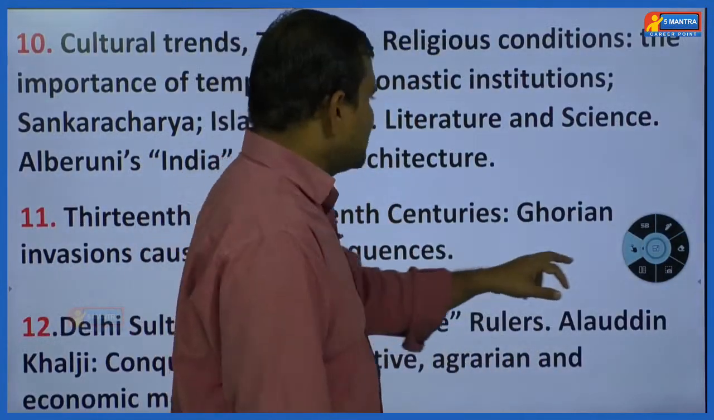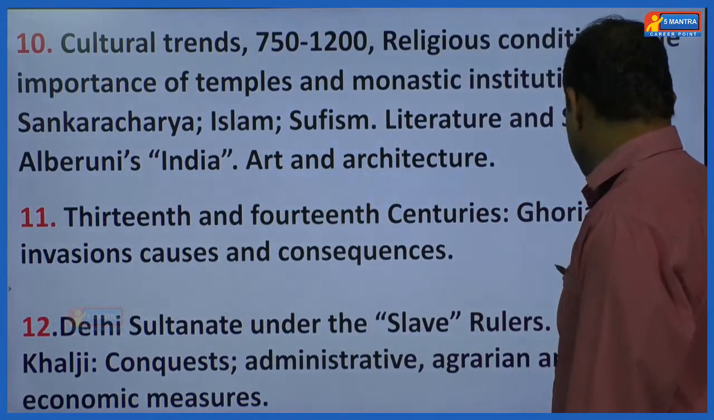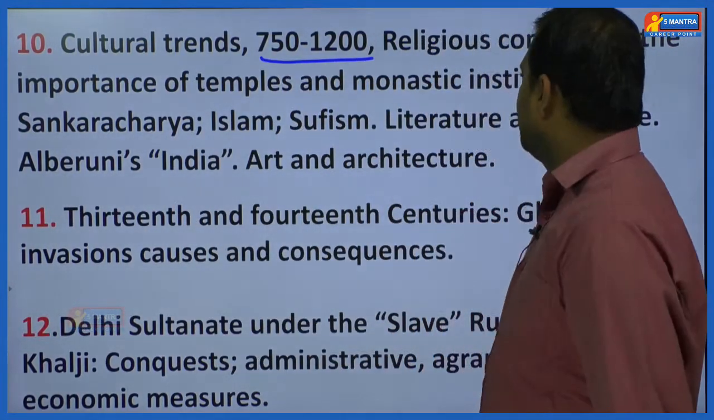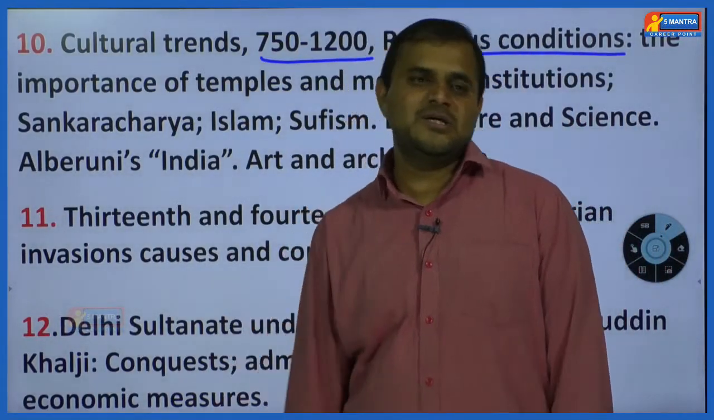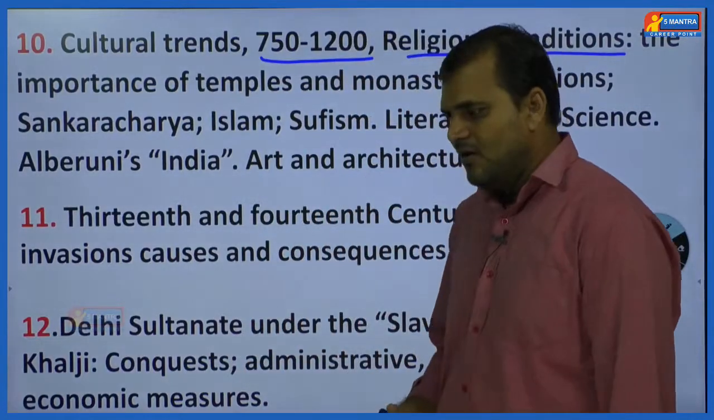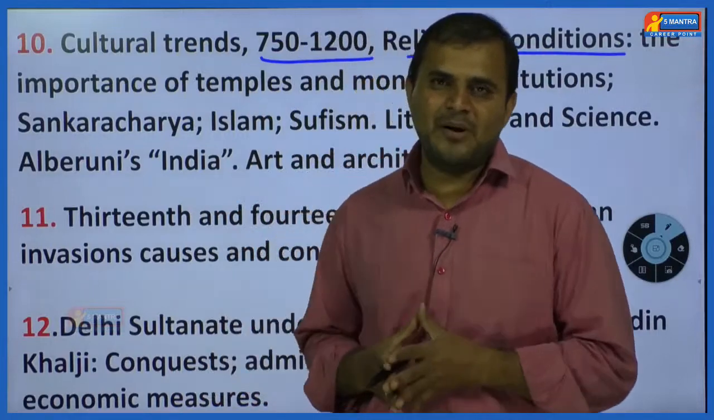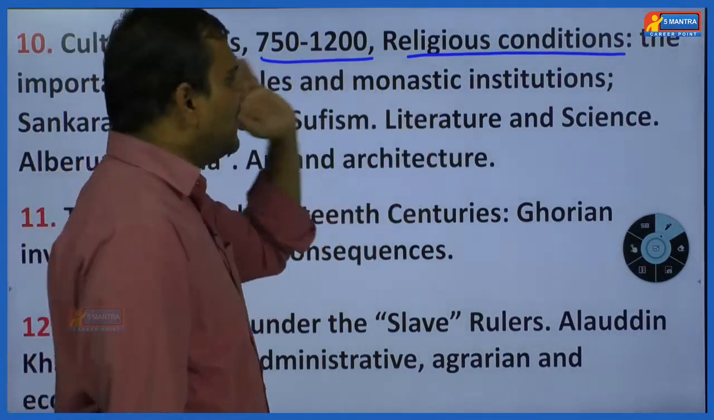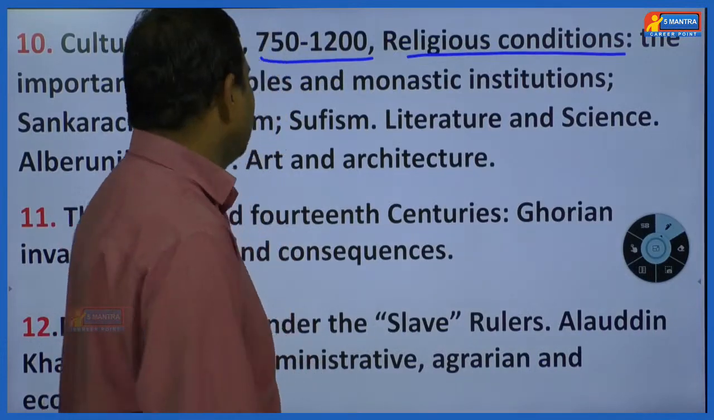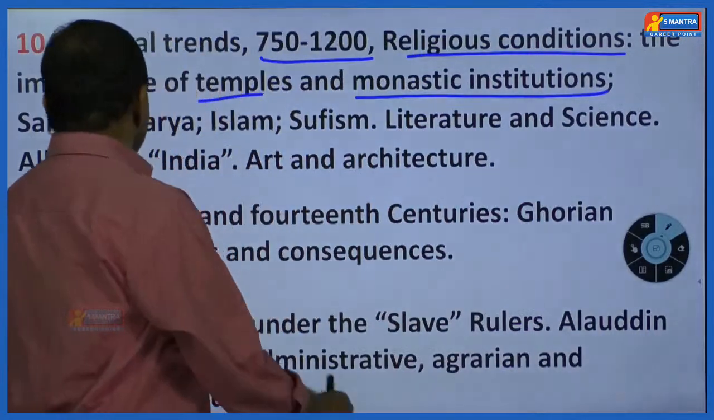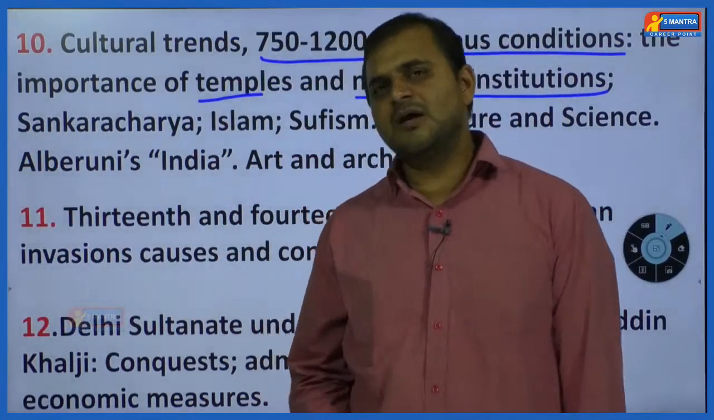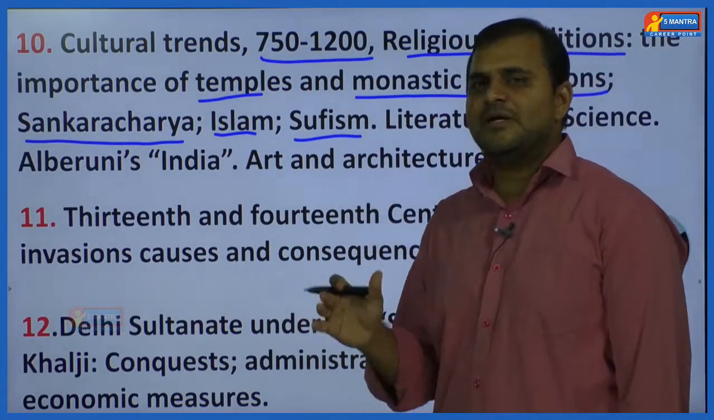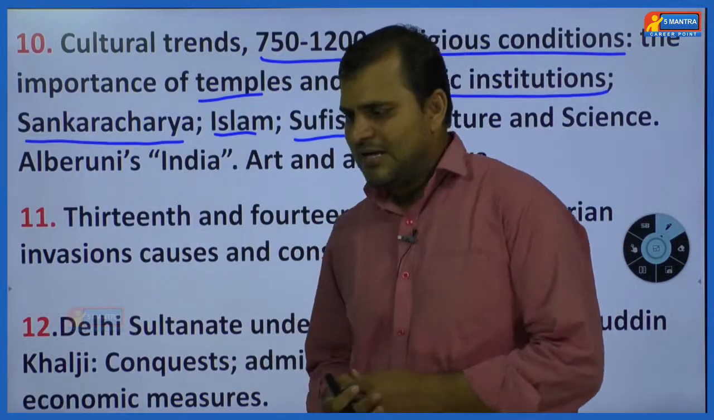Okay, next chapter, cultural trends, 750 to 1200. Religious conditions: during this period, Vedic religion transformed into Hinduism. And in Hinduism different sects became popular: Shaivism, Vaishnavism, Tantric sects like that. We should learn that concept in religious conditions. Construction of temples and monastic institutions. And during this period, Shankaracharya promoted bhakti. Arrival of Islam, Sufism. In this chapter, we discuss the bhakti movement and the Sufi movement.